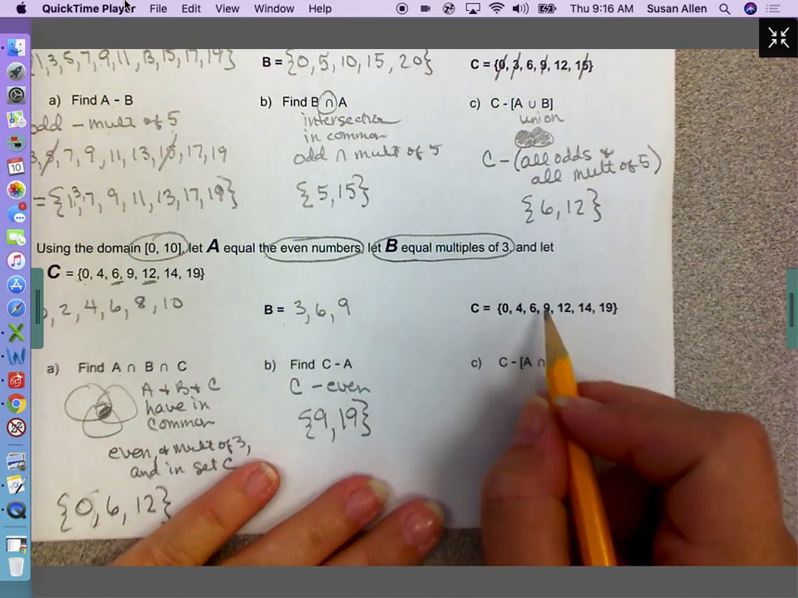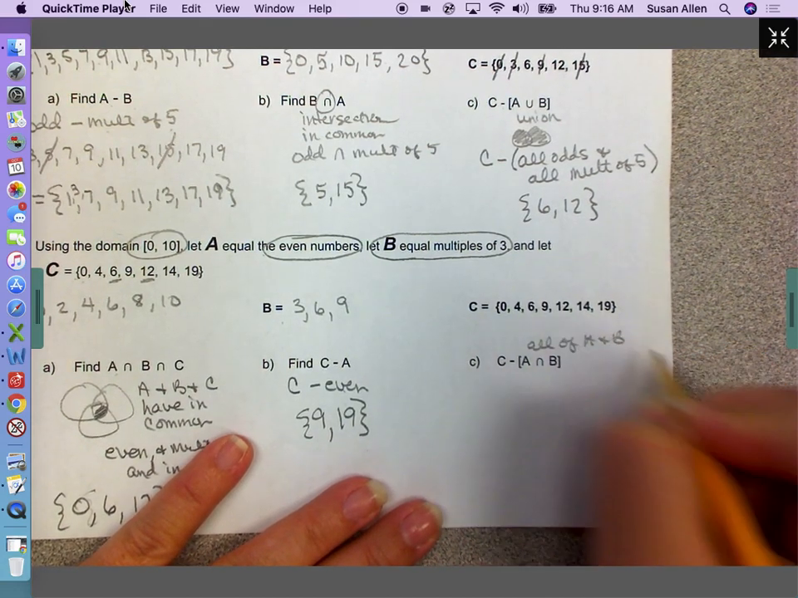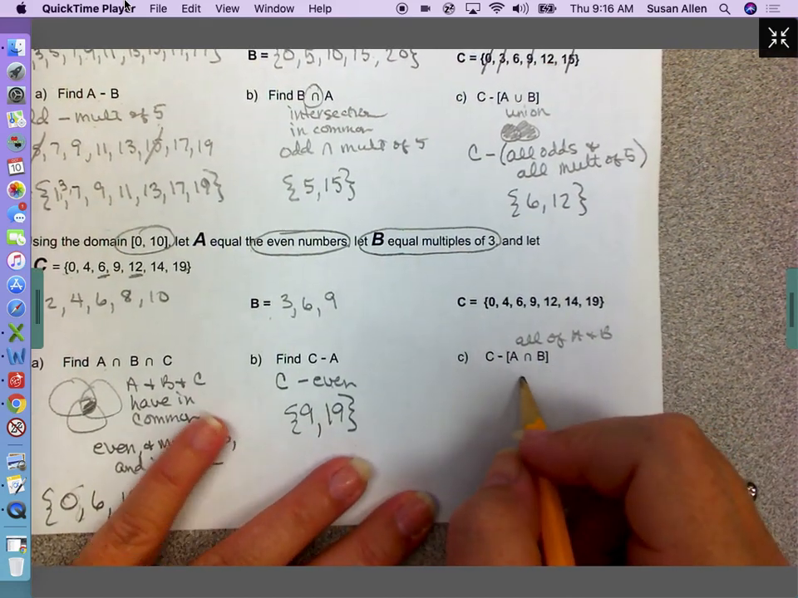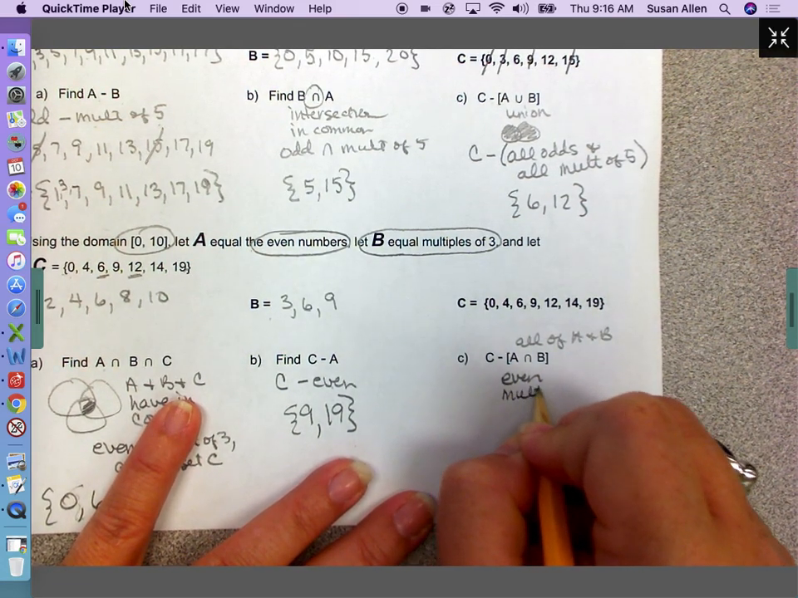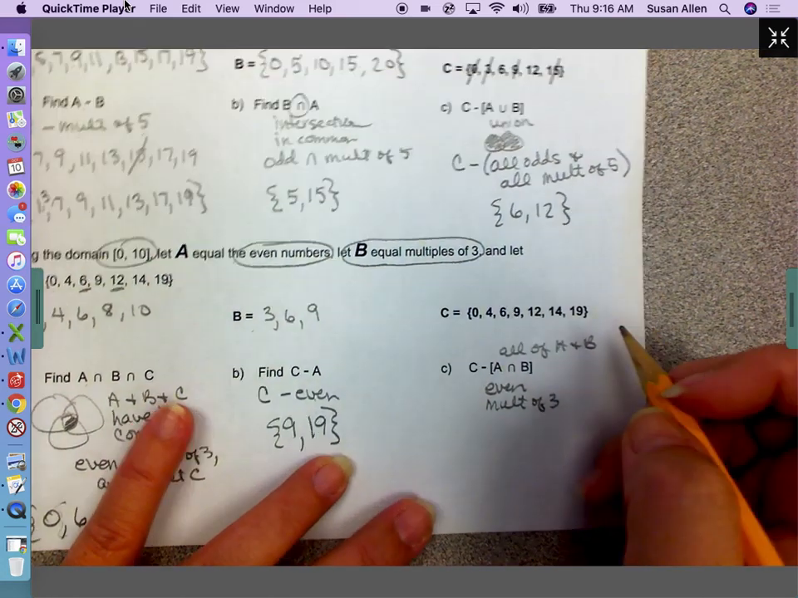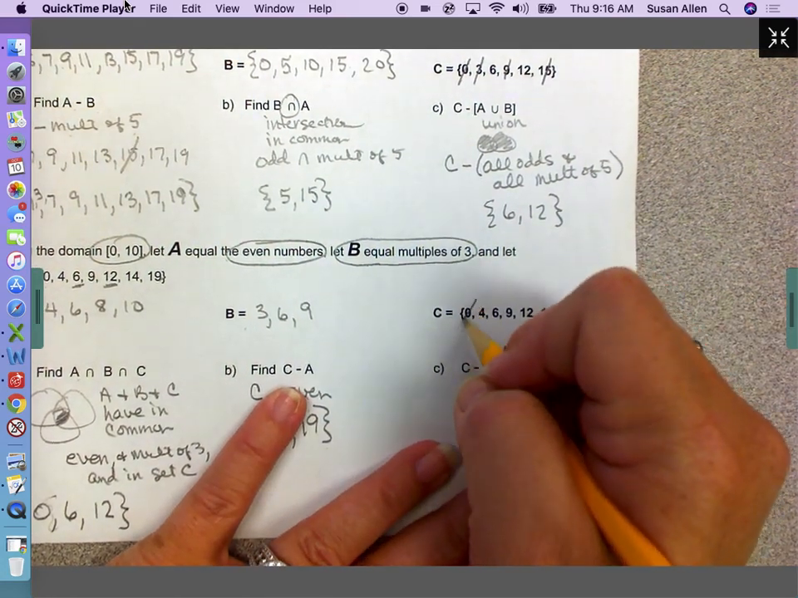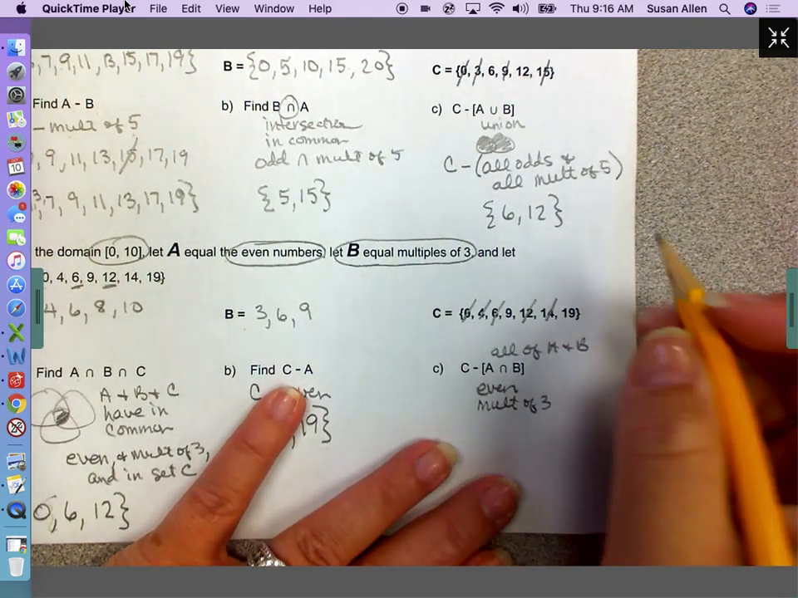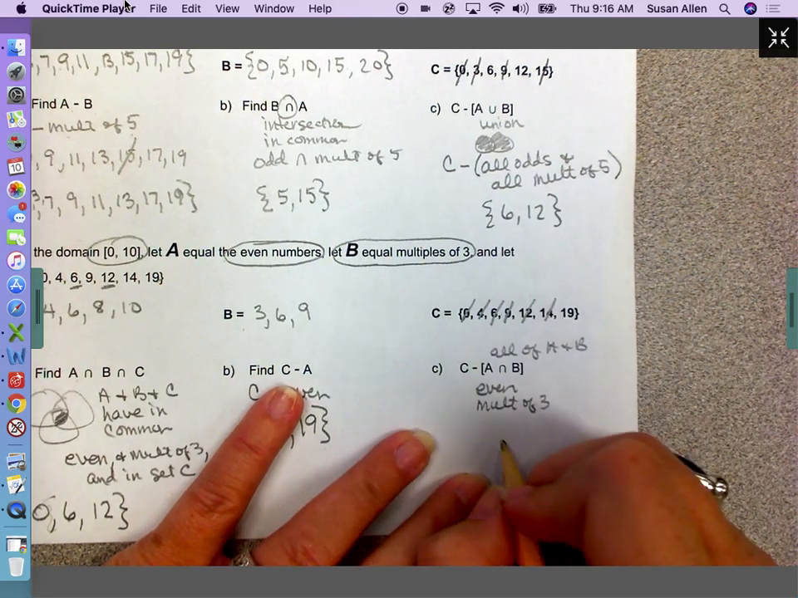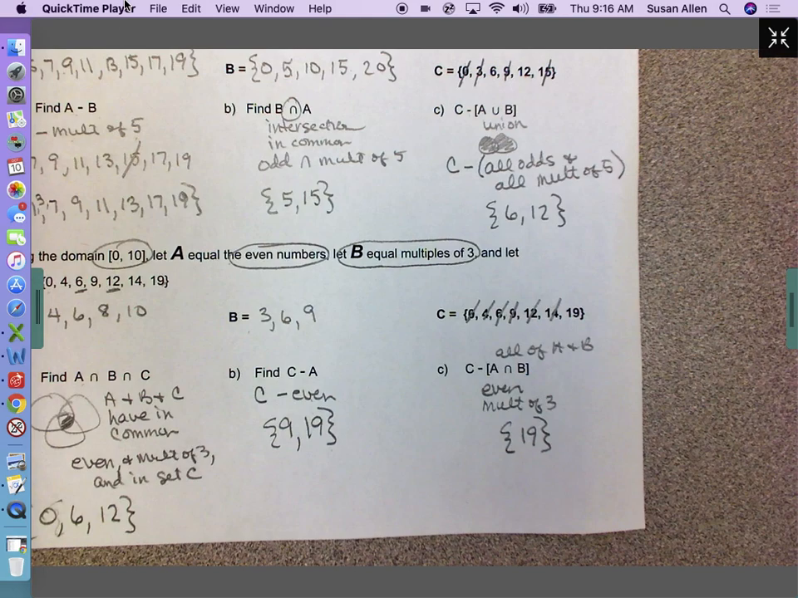All right, next we're going to take set C, and we're going to take out all of A and B. So that means if it is even, we're going to take it out. If it is a multiple of 3, we are going to take it out. So look at set C here. I'm taking out all the even numbers and anything that is a multiple of 3. And what is left? 19. And that concludes your test review.